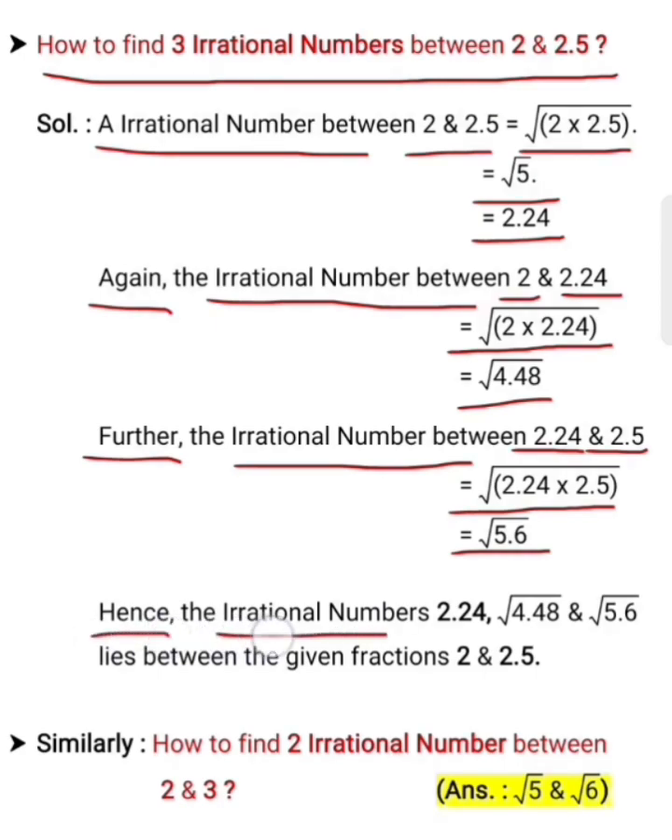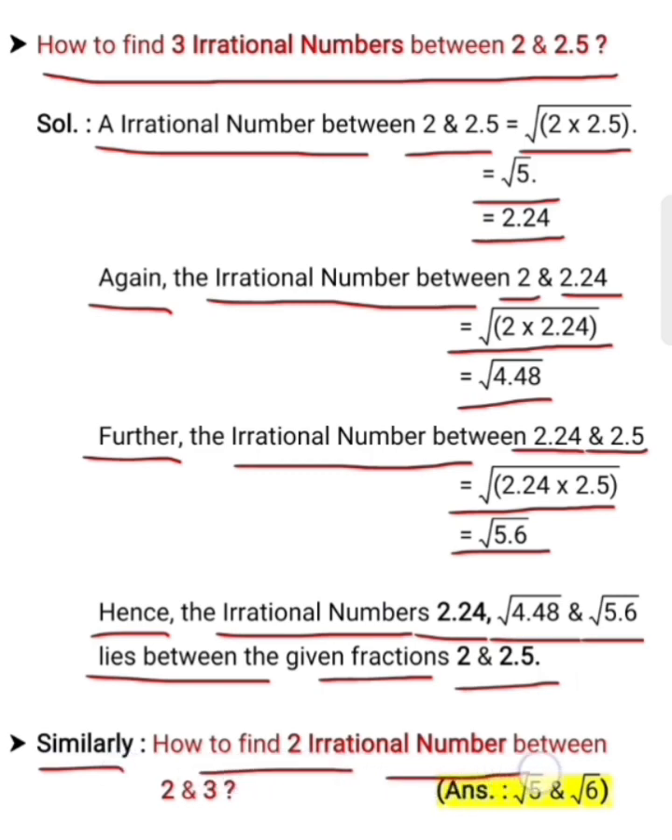Hence, the irrational numbers 2.24, root 4.48 and root 5.6 lie between the given numbers 2 and 2.5. Similarly, how to find two irrational numbers between 2 and 3? Answer is root 5 and root 6.